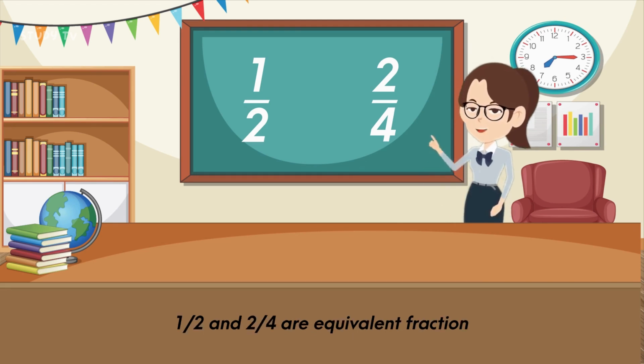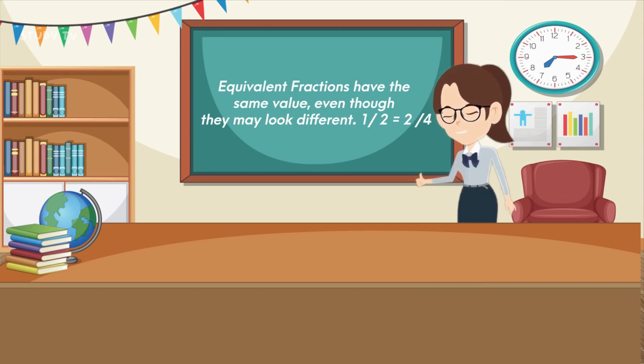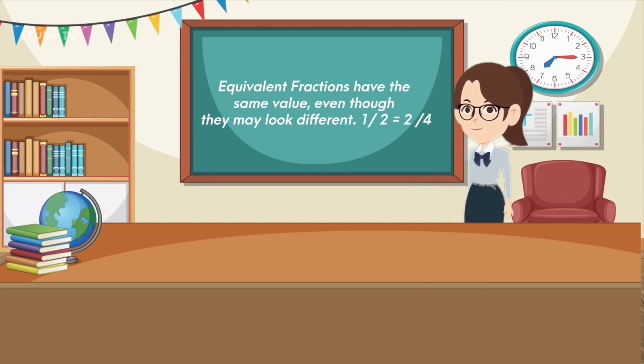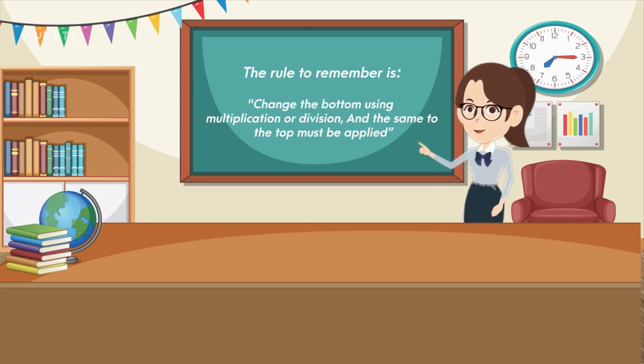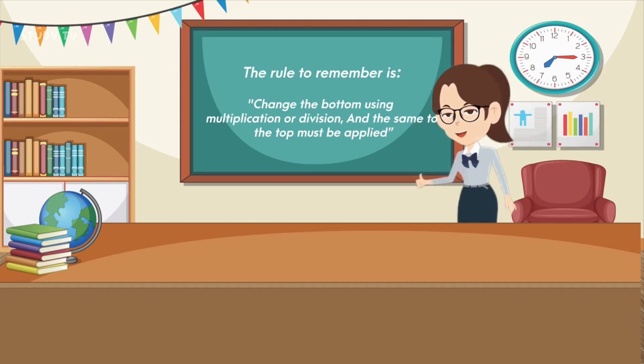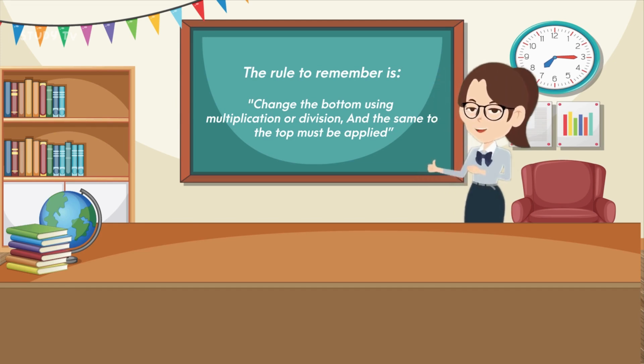1 by 2 and 2 by 4 are equivalent fractions. Equivalent fractions have the same value, even though they may look different. 1 by 2 equals 2 by 4. You can make equivalent fractions by multiplying or dividing the numerator and denominator by the same number. The rule to remember is, change the bottom using multiplication or division, and the same to the top must be applied.